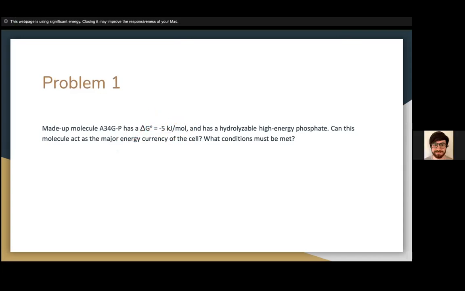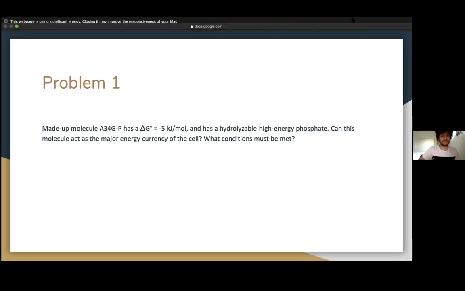That delta G there, is that for when it hydrolyzes the phosphate off like ATP? Sorry, could you repeat that? Kind of cut out for me. Sorry, that delta G, the one that's right there, there's the -5. Is that for when you hydrolyze that A34GP? Yeah, so you're hydrolyzing one phosphate. Okay. I'll give it about 15 more seconds.